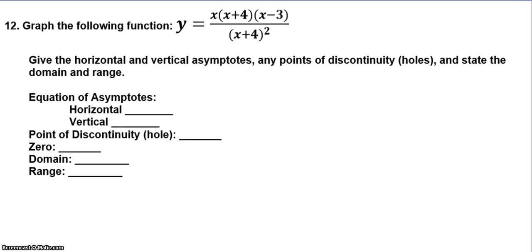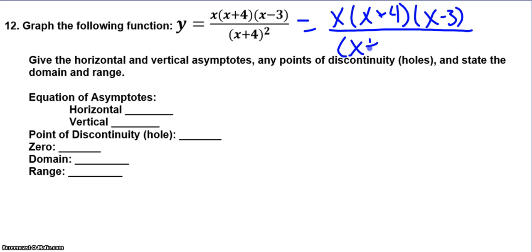Alright, last question. This is the one that's a little bit different on the papers. So if you are a K student, you need to factor your numerator first. When you do that, you get x times (x plus 4) times (x minus 3) divided by (x plus 4) squared. So you get the exact same problem that I already have on here, but you have to factor yours first. So if you need to remember how to factor. Alright, to help us out, I'm going to write out x plus 4 two times. So I have x times (x plus 4) times (x minus 3) over (x plus 4) times (x plus 4).